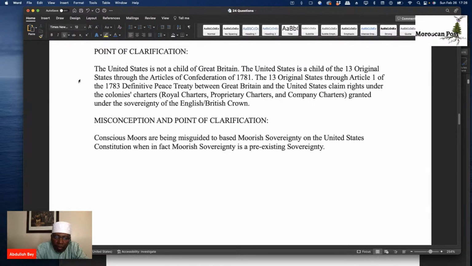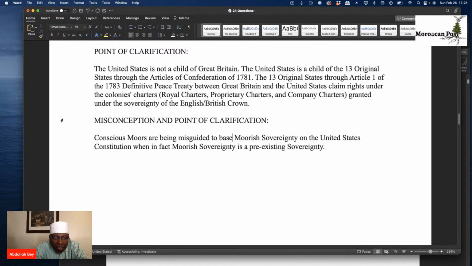Conscious Moors are being misguided to base Moorish sovereignty on the United States. Hold on, let me see if I can correct this right now. Boom, there you go, my man. There we go. All right.